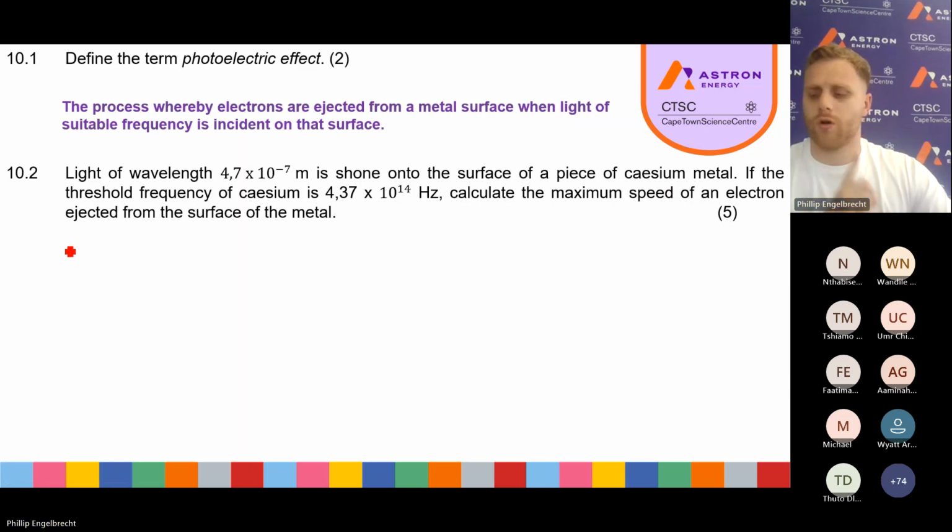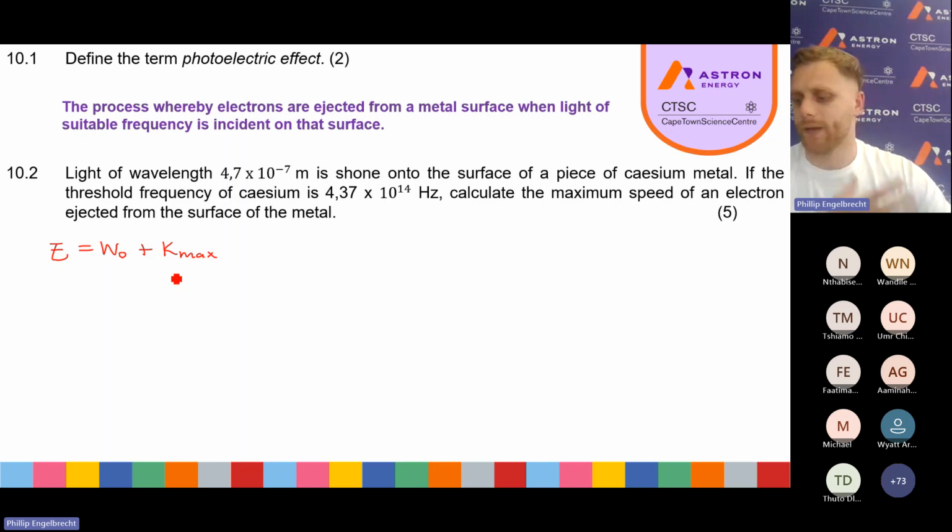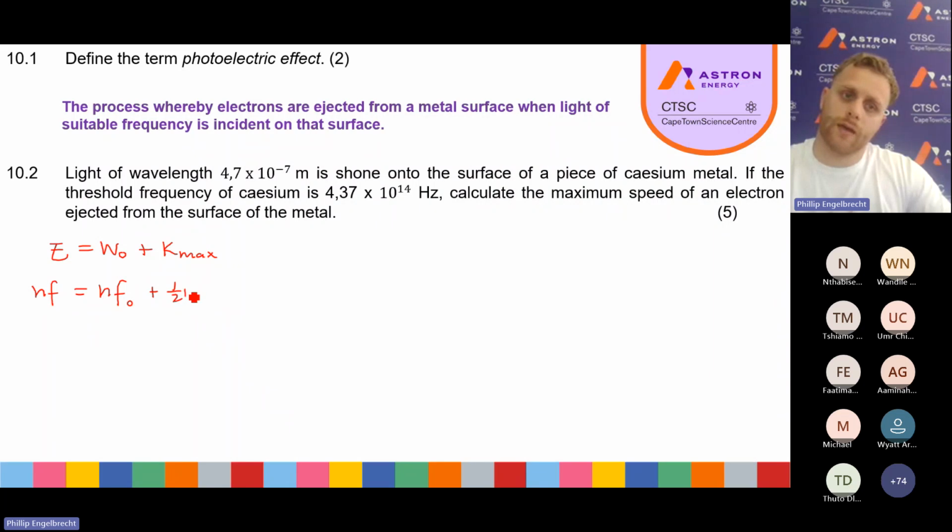So what do I know for the photoelectric effect? I know that the energy of my photon is the work function plus the maximum kinetic energy, okay? That's a formula given to us. If I expand this, this becomes hf is equal to hf0, which is my threshold frequency, plus 1 over 2 m times my maximum velocity squared. And I want to know what is the value of this.